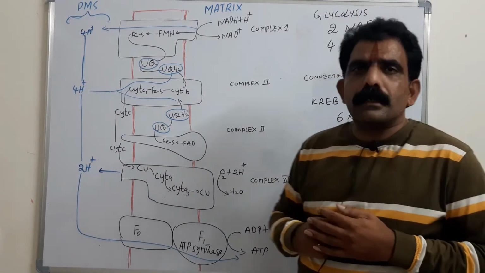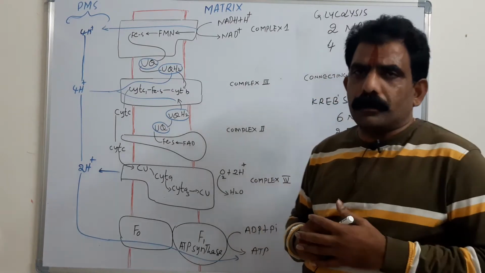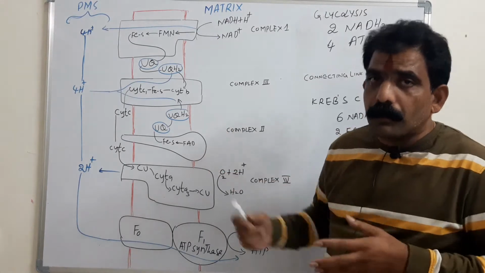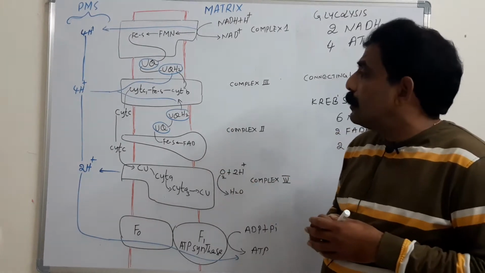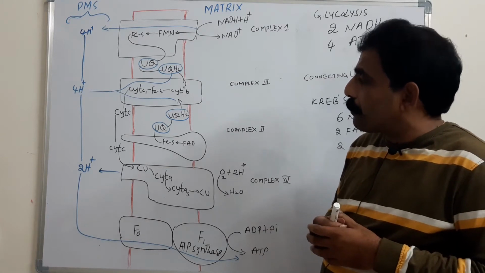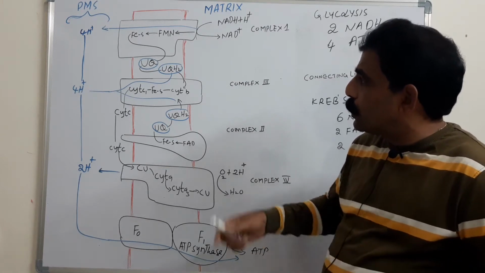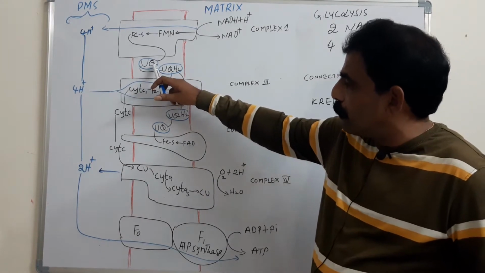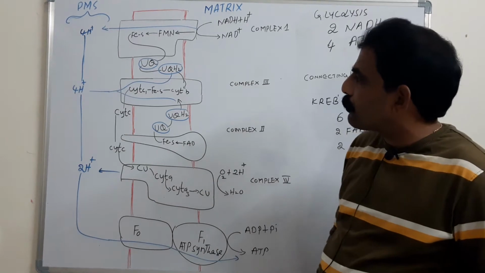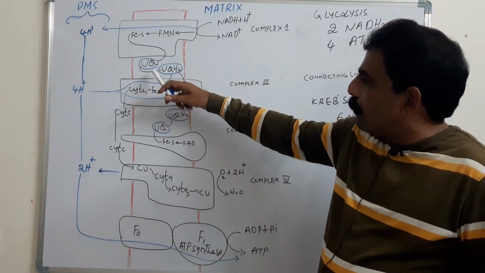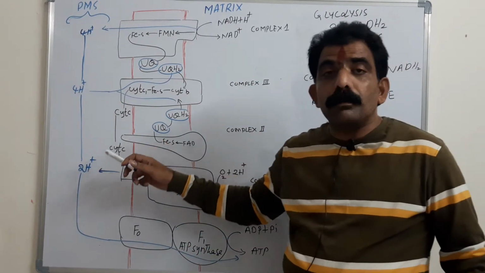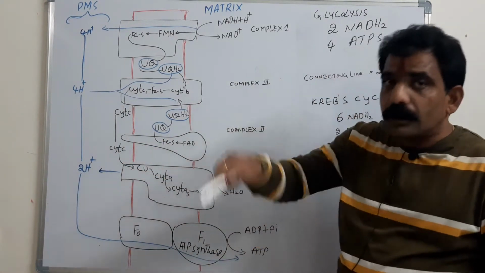Let us discuss the mechanism. Here electron carriers are located in four complexes, known as complex 1, complex 2, complex 3, complex 4. Apart from these four complexes, some electron carriers are present in the inner mitochondrial membrane. There are two, you can see this. One is ubiquinone and the other is cytochrome C. Ubiquinone is present in the inner mitochondrial membrane, whereas cytochrome C is present on the outer surface of the inner mitochondrial membrane.